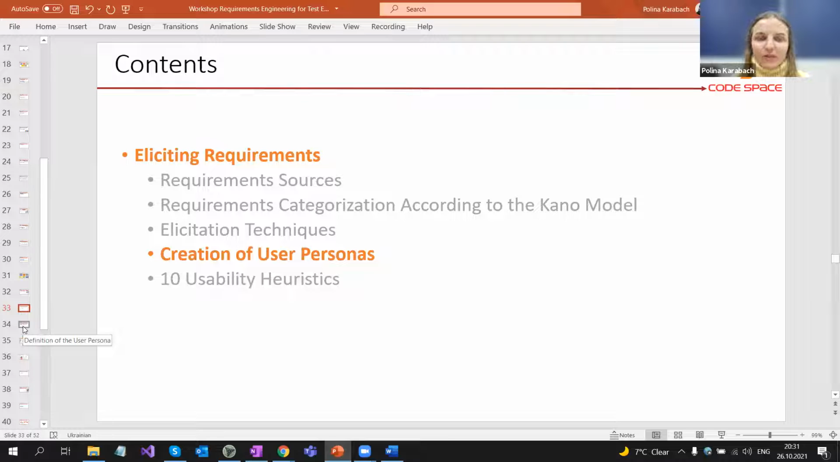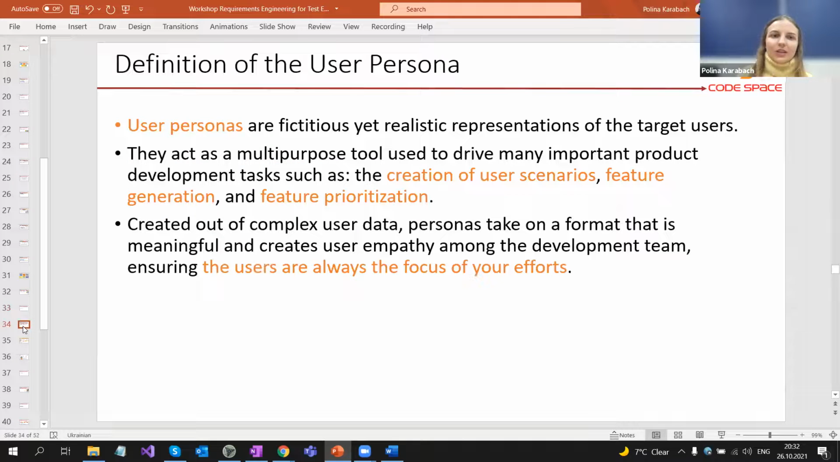So user persona, it's not necessarily an elicitation technique, but it's very close to it in a sense that it helps us understand our users better. And then we understand which features suit which types of users we have, and even if it suits them or not, it helps us make some decisions for the features that we do. So what does this technique entail?